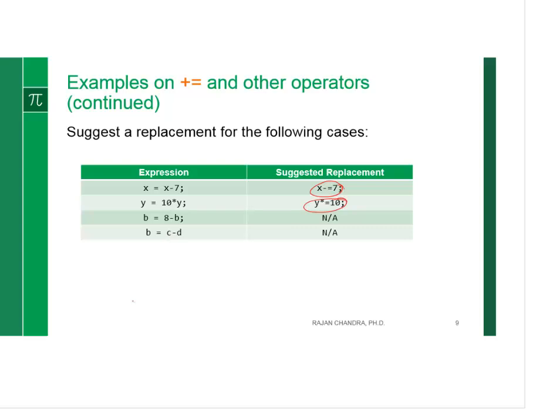And for another example, if I say C equal to 8 times C, which is exactly the same as C equal to C times 8, I can replace this with C star equal to 8. Whereas when I say X equal to 3 minus X, I cannot replace it because this is not of the form A equal to A op B.